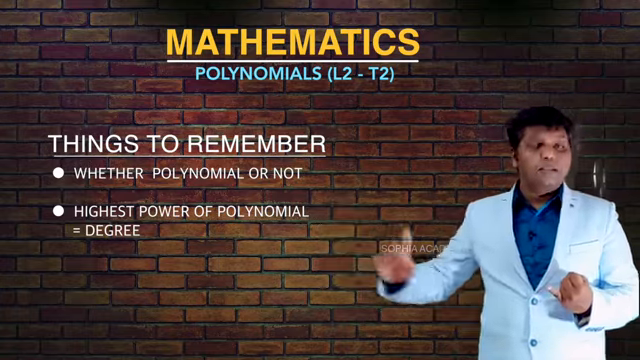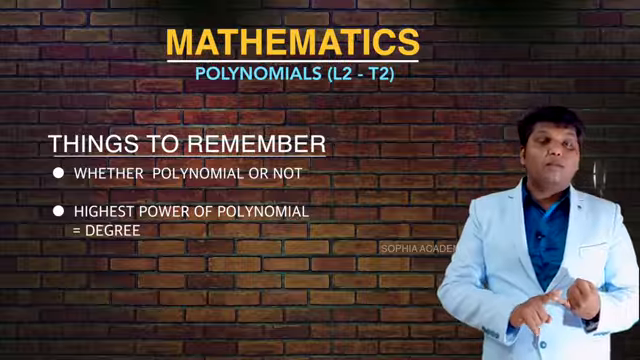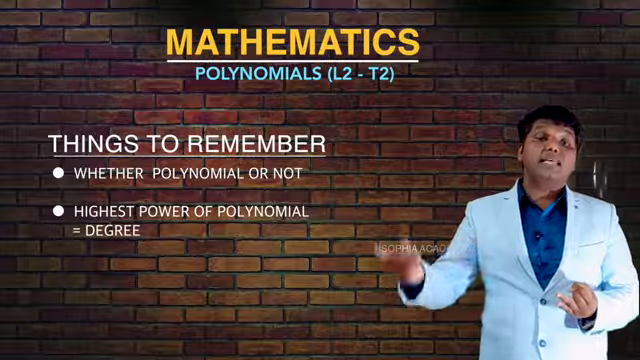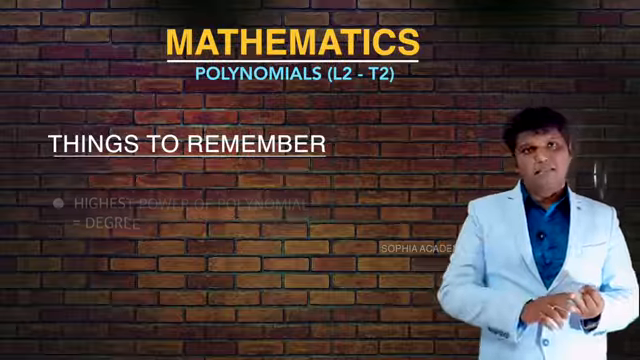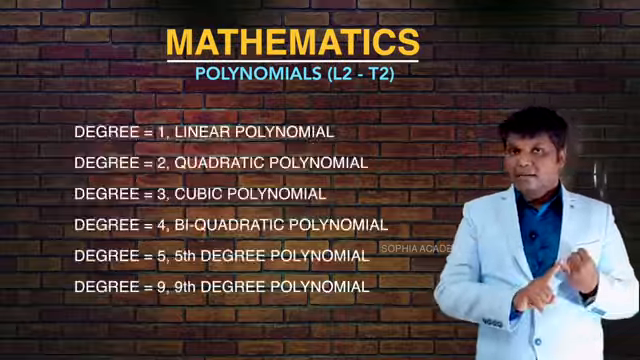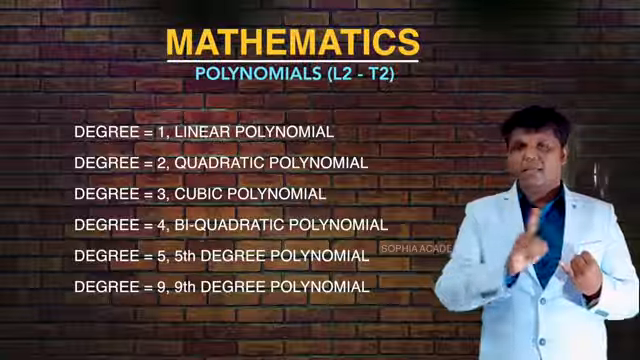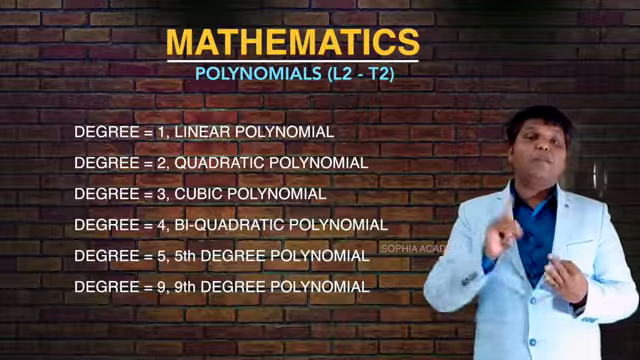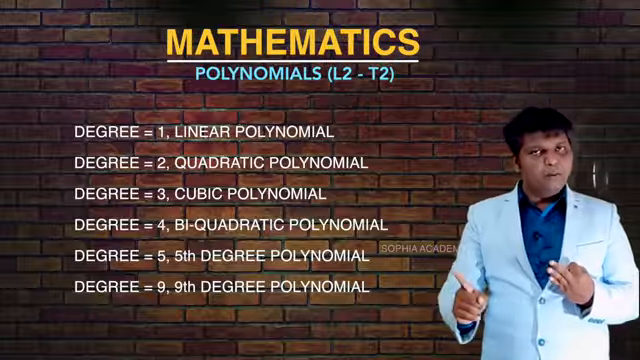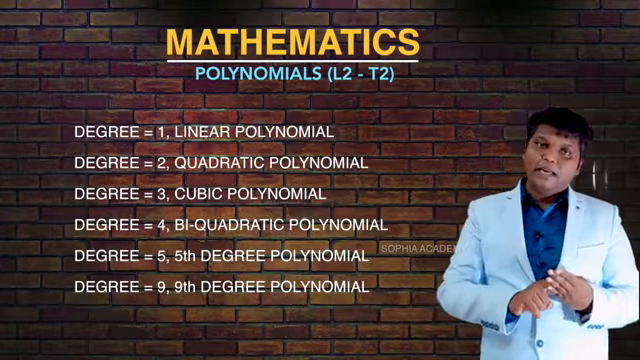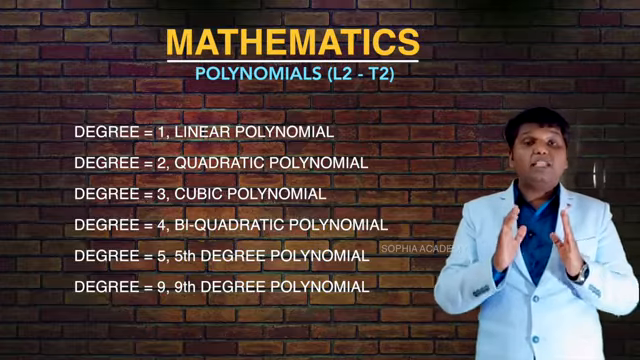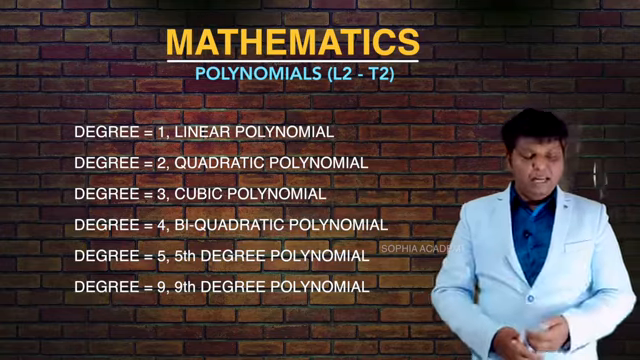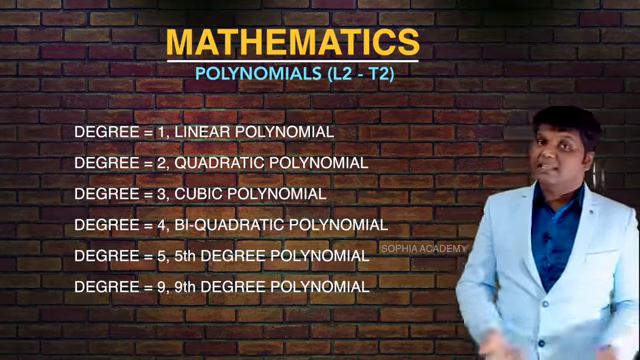That's it. Now, if it is a polynomial, then what about the degree? Count the highest power. What is the highest power? That will be its degree. If the degree is 1, means the highest power is 1, it's a linear polynomial. If the highest power is 2, it is a quadratic polynomial. If the highest power is 3, it is a cubic polynomial. If the highest power is 4, it is a biquadratic polynomial. If the highest power is 5, we will say it's a 5th degree polynomial. If the highest power is 9, it's a 9th degree polynomial.